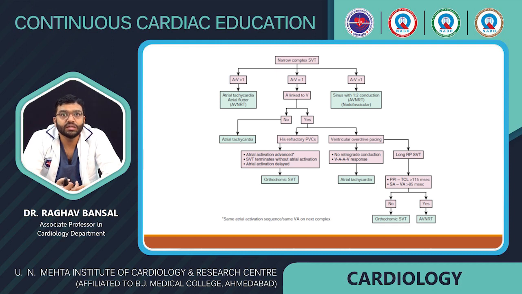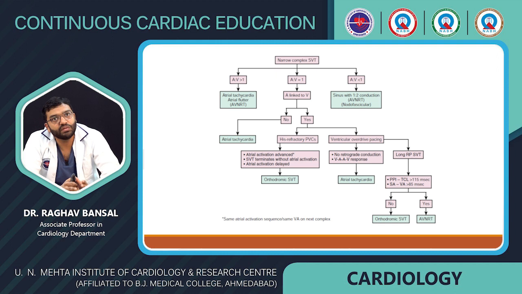So, last slide for today: the approach to narrow complex SVT. First, look at the AV ratio. If A is more than V, it cannot be AVNRT or AVRT. It is more likely to be an atrial tachycardia or an atrial flutter. If A is less than V, which is V more than A, it happens most commonly with junctional tachycardia, or rarely with AVNRTs where there is a retrograde VA block. If A and V are equal, that is 1:1 conduction, then we see whether A is linked to V, that is, whether the RP interval or the VA interval is constant. If it is not constant, there is no VA linking, and it is likely to be an atrial tachycardia.